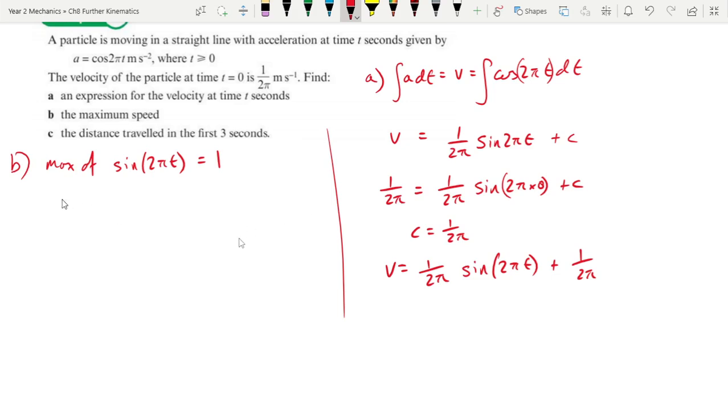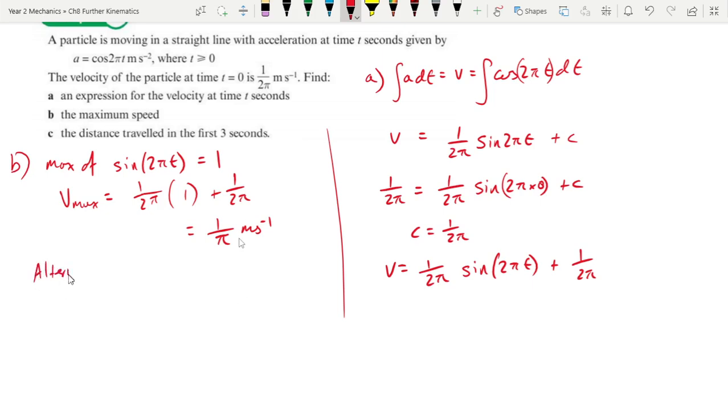So the maximum velocity, if I call it v max, would be 1 over 2 pi times 1 plus 1 over 2 pi. So that's just going to give me 1 over pi meters per second, or you could work it out as a decimal if you preferred.